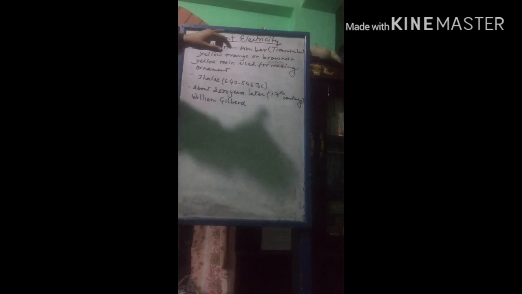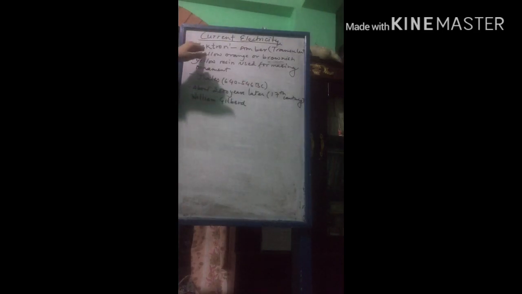This word electricity has been derived from the Greek word electron, which means amber. Amber is a yellow, orange, or brownish-yellow resin, especially used for making ornaments. Thales, in 640 to 546 BC, observed that when amber is rubbed with fur, it acquires the property of attracting light objects like pieces of paper.